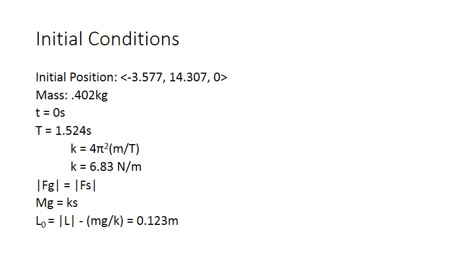Given this, we can find the spring constant by using the rearranged formula k equals 4 pi squared times m over T squared, which gives us the spring constant of 6.83 newtons per meter. We can then find L naught because we know that the magnitude of the force of gravity must equal the magnitude of the force of the spring, so L naught equals L minus mg over k, which equals 0.123 meters.